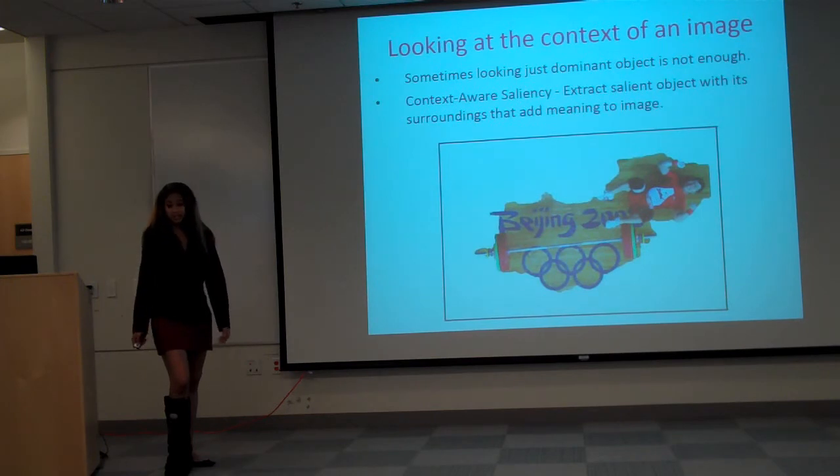So seeing the context of an image makes a big difference, especially in this case. So that's where context-aware visual saliency comes in handy. It takes not only the dominant object, but also the areas around the dominant object that would make the scene make sense.